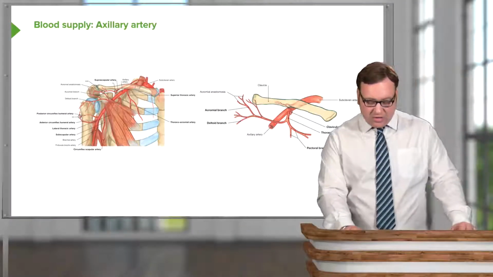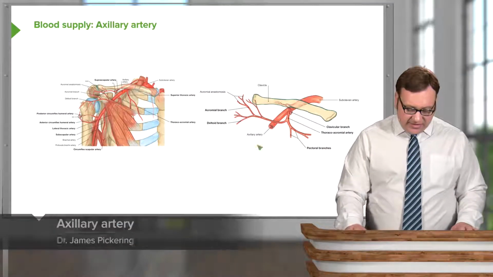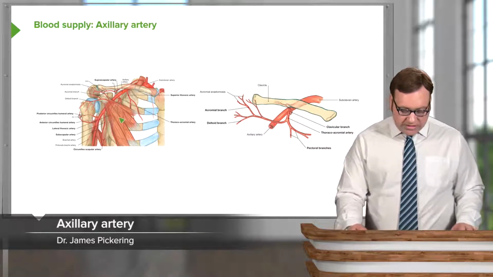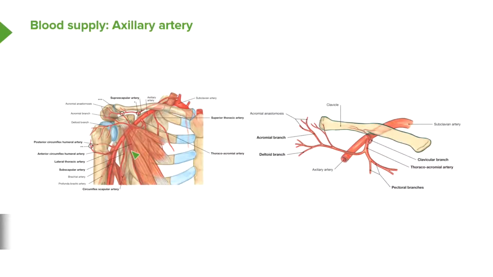So let's look at the axillary artery. Remember, this is a right shoulder joint. We can see we've got pectoralis minor in position here. We can see we've got the clavicle. We can see we've got the humerus. And we can see entering into the axilla is the axillary artery.